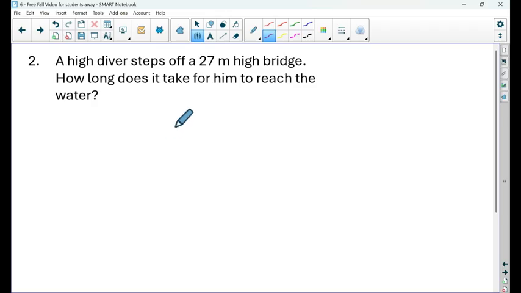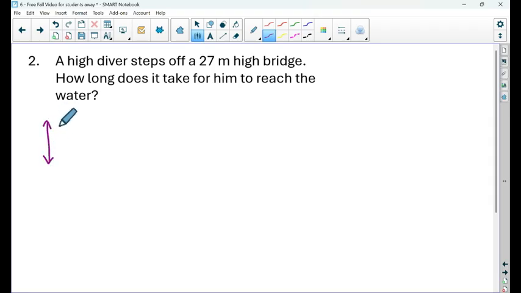Okay, for example number 2, it says a high diver steps off a 27-meter high bridge. How long does it take for him to reach the water? Now, here's a little trick I'm going to try. Since everything in here is down, my displacement is down, right? You might want to write that as a positive displacement, but my displacement is down. My acceleration is down. My final velocity is going to be down. All my stuff is going to be either 0 or down. So I'm actually going to change how I write my directions.